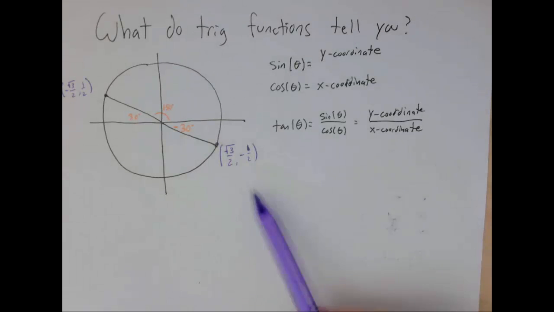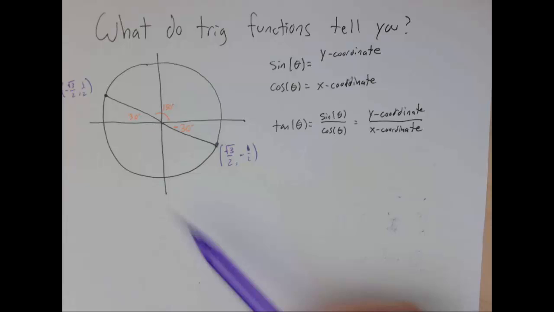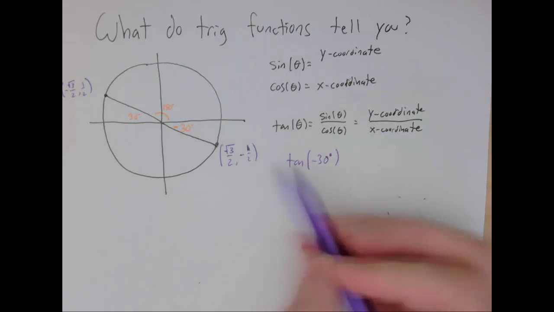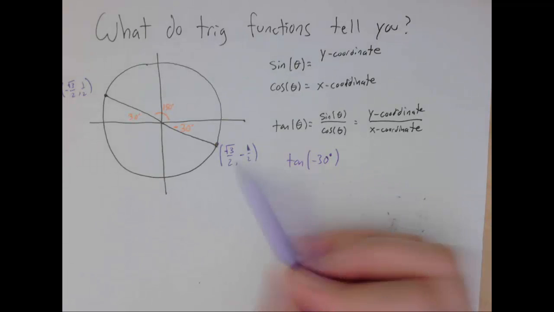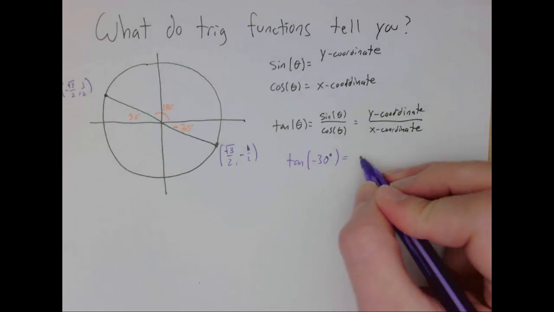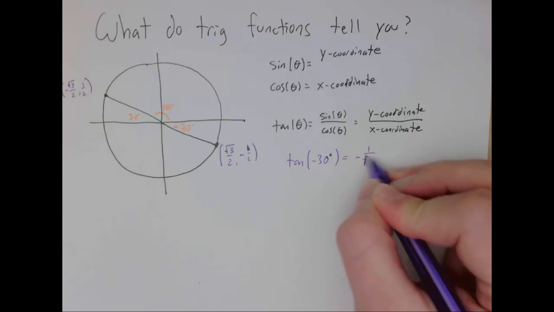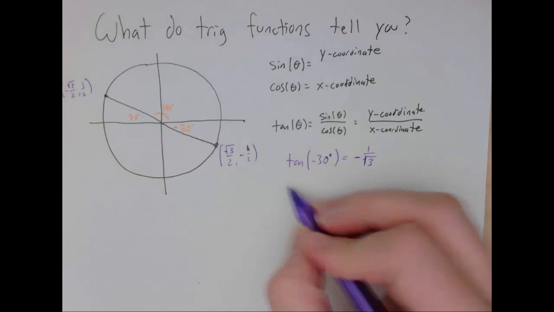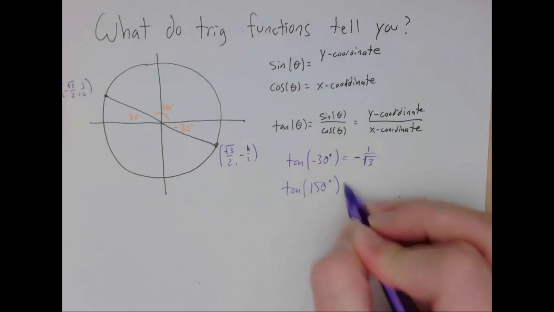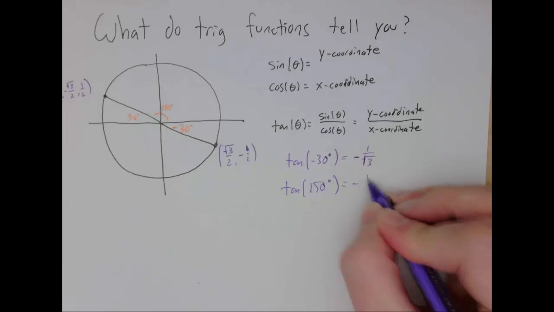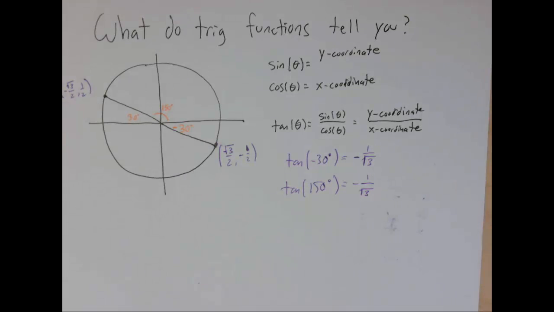What that means is that the tangent of these two different angles is actually going to give you the same value. Tangent of negative 30 degrees here is going to give me the y-coordinate divided by the x-coordinate. That's negative 1/2 divided by positive root 3 over 2, which is negative 1 over root 3. And over here, at an angle of 150, tangent of 150 is going to give you 1/2 divided by negative root 3 over 2, which is also the same value.